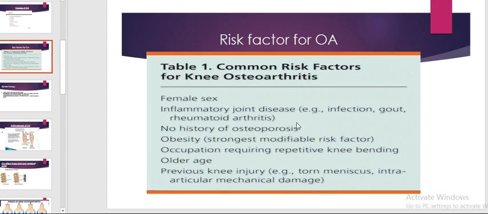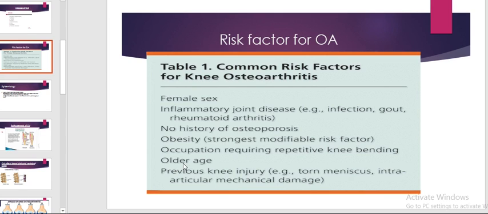What do I mean by modifiable? Obesity you can reduce, but other things you cannot. So this is a very important thing which you will see in every patient. Then there is an occupational risk, requiring repetitive knee bending. If you repeatedly do knee bending exercise or work, it can lead to osteoarthritis.